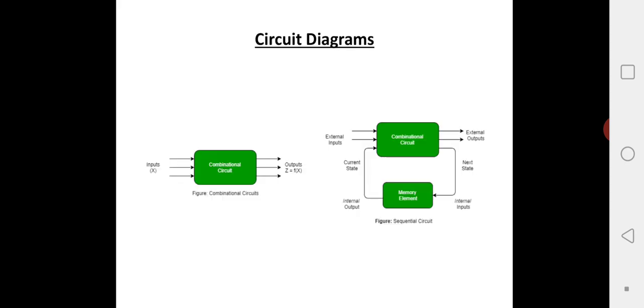So this is a circuit diagram for a sequential circuit. You can see we are passing inputs to the combinational circuit and it is producing outputs. Here you will see external inputs are given to the combinational circuit, and there is a memory element which will store the next state, and this memory element again is given back as an input to the combinational circuit.